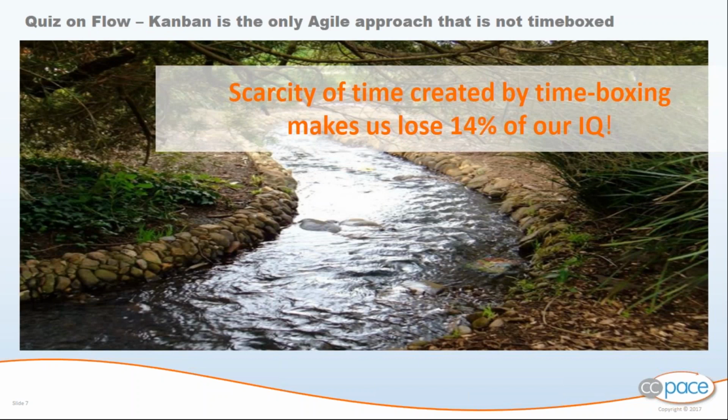Flow, on the other hand, is an example of a pulling approach, and it's not based on time boxing, which is a push approach. And it's the only agile approach that doesn't believe and doesn't use short iterations and time boxing. Time boxing and short iteration create a scarcity of time, artificial, mind you, because we create it, and it makes us lose up to 14% of our IQ. That's individual. So imagine the effect that it can have on a team. It can be pretty drastic.